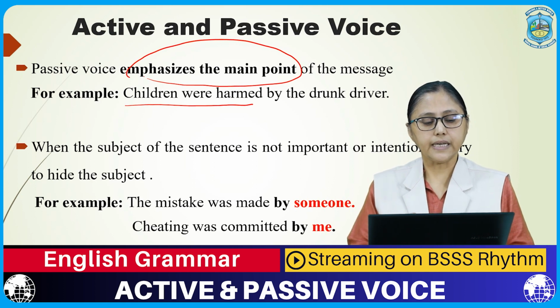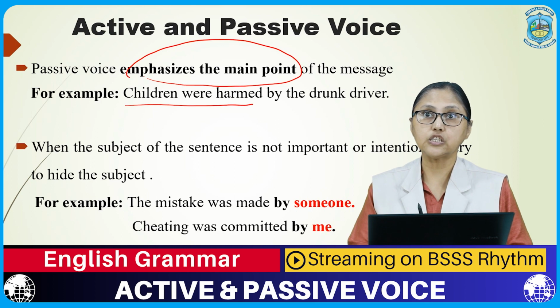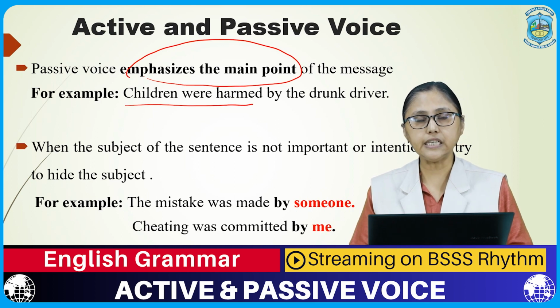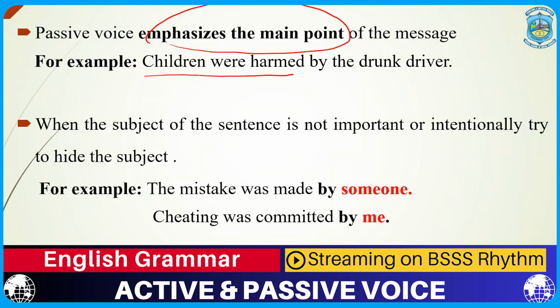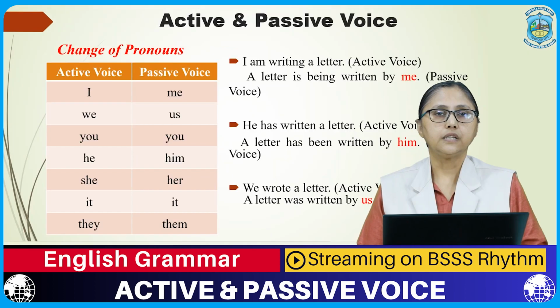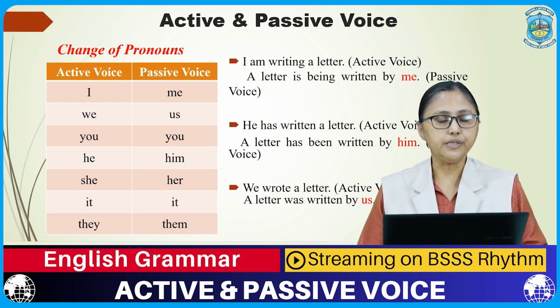Next important thing is when the subject of the sentence is not important or intentionally we try to hide it. For example, the mistake was made by someone. This someone is not important. We use passive voice. Cheating was committed by me. I want to hide this me intentionally. Therefore, I am using passive voice. Now, next important thing that you have to remember is the change of pronoun.